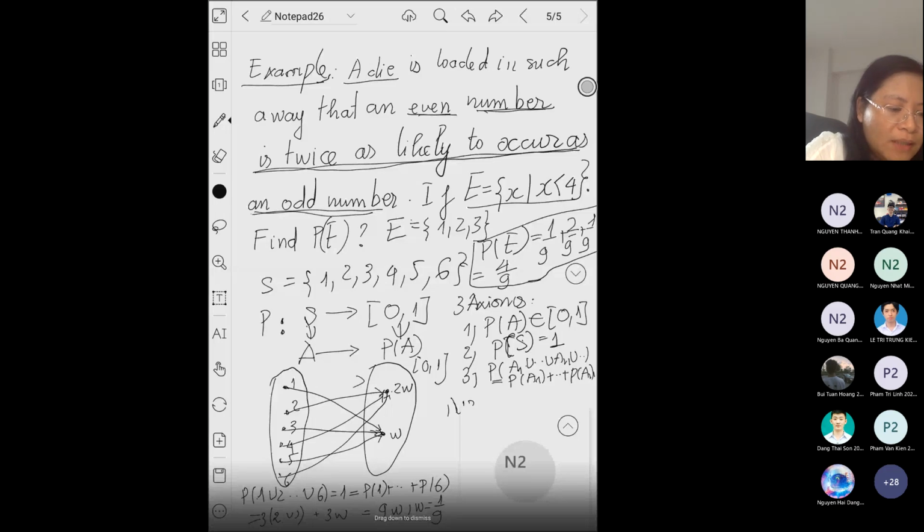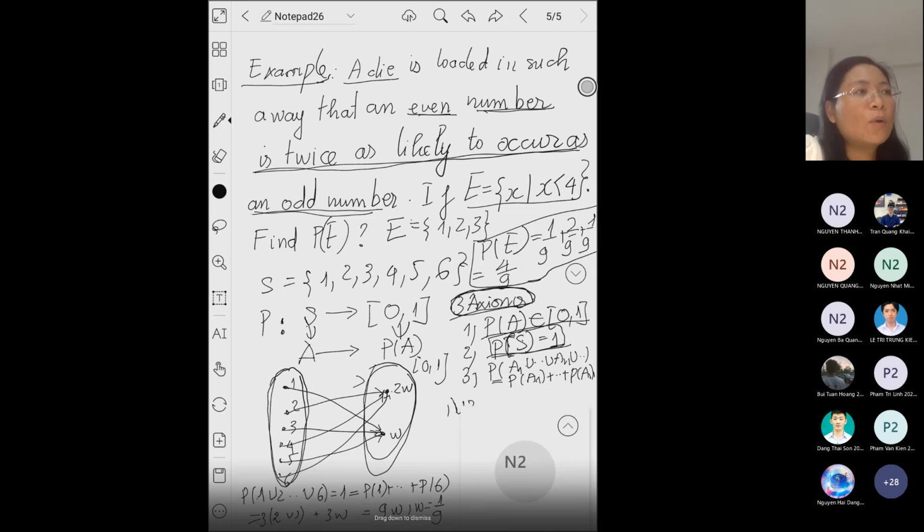This example shows us the way to use the axiom. It is a map from the sample space to the interval 0 and 1. It satisfies that the probability of each event is a number from 0 to 1, the probability of the sample space is 1, and for mutually exclusive events, the probability of the union is the sum of the probabilities of the individual events. So it is more general than the equally likely definition you studied in high school.